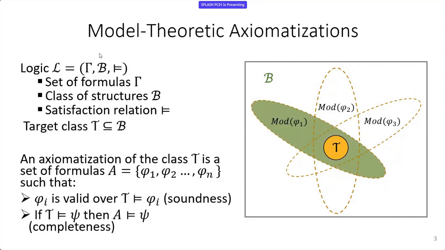We can visualize this using the picture on the right. We have the base and target classes B and T, and we also have axioms phi 1, phi 2, and phi 3. Each axiom phi i essentially culls out a subclass of all models, essentially those models where that particular axiom is true. So when we're discovering an axiomatization, the addition of each new axiom makes the class of models captured smaller and smaller.